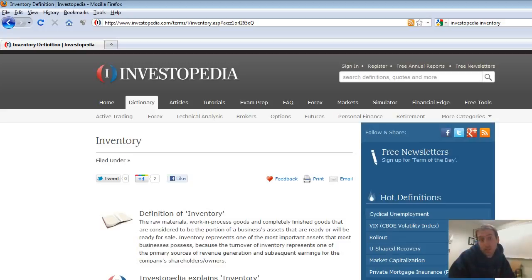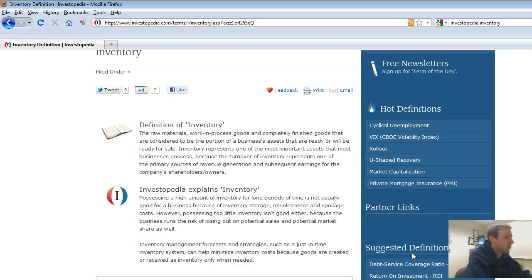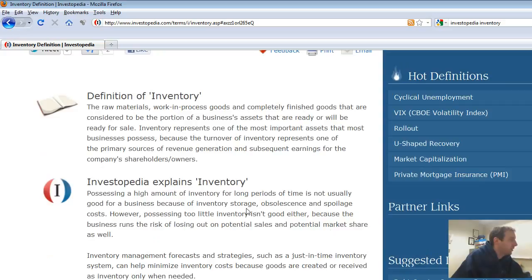In this series of videos, we're going to talk about inventory, and I thought, what better way to start than to get a decent definition of inventory? So it's good to understand it. I Googled for a definition, and this was the best one I found, on Investopedia. It says, definition of inventory: the raw materials, work in process goods, and completely finished goods that are considered to be the portion of a business's assets that are ready or will be ready for sale.